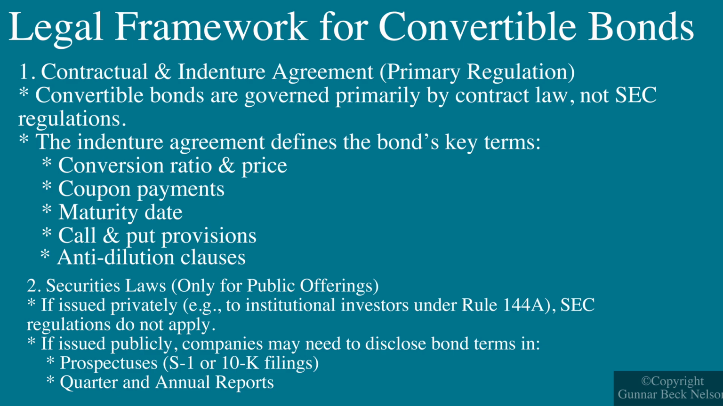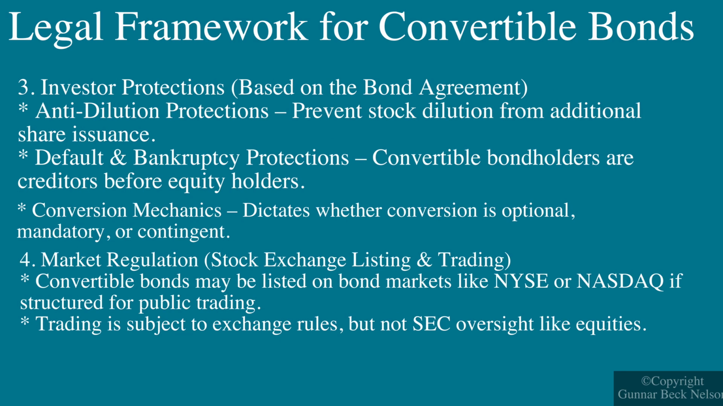For convertible bonds in the legal framework, there are investor protections, which are based on the bond agreement since they abide by contract law in the primary setting. There are anti-dilution protections, which prevent stock dilution from additional share issuance; default and bankruptcy protections, where convertible bondholders are creditors before equity holders; and conversion mechanisms, which dictate whether conversion is optional, mandatory, or contingent.